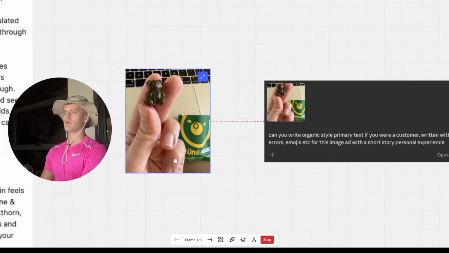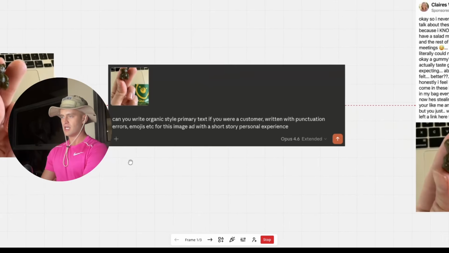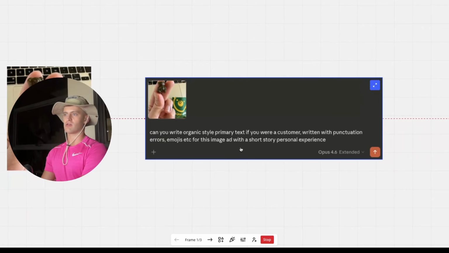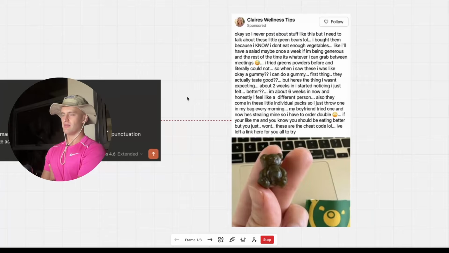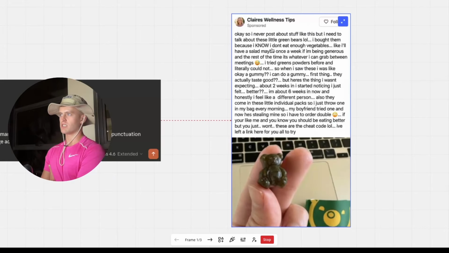So here's an example of what I would do. I would go to Nano Banana, I would get an image of someone holding the product. I would write a prompt similar to this, where it's like, create an organic style primary text as if you were a customer, written with punctuation errors and emojis for this image ad, with a short story personal experience. This is just an AI generated image, but you get the gist of this.